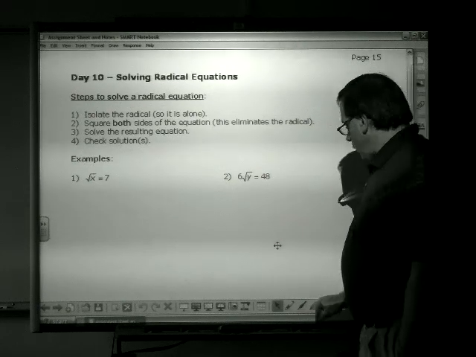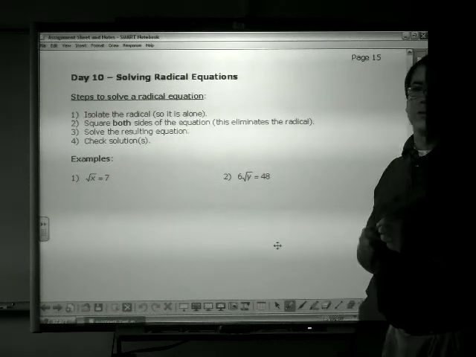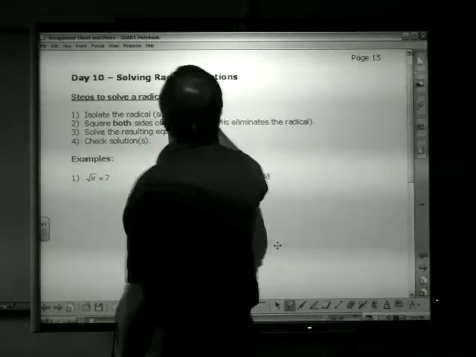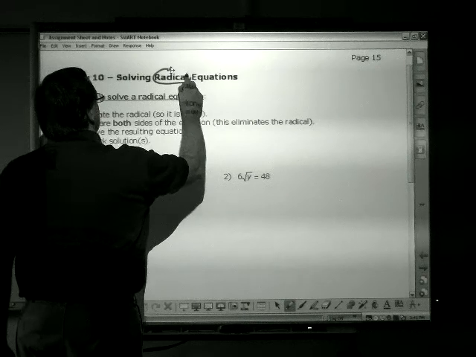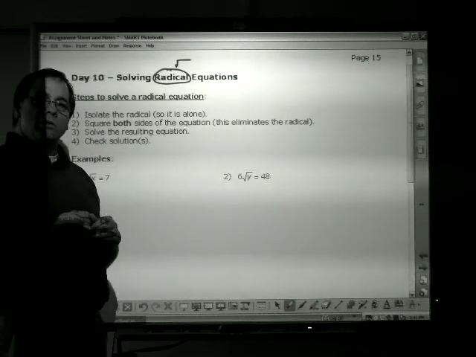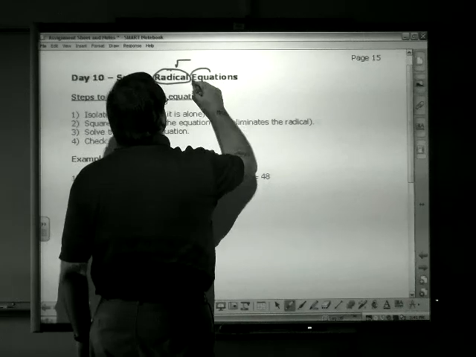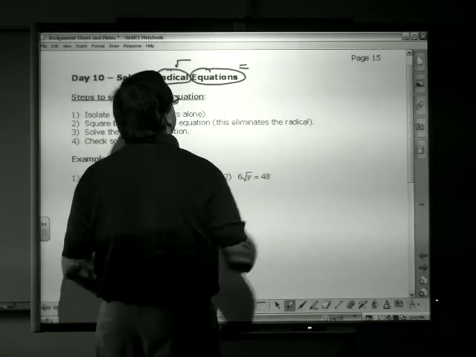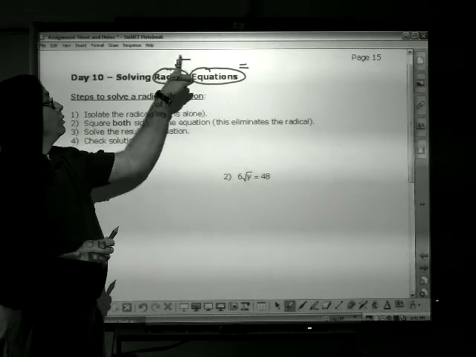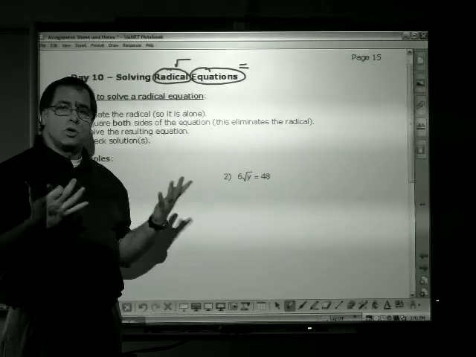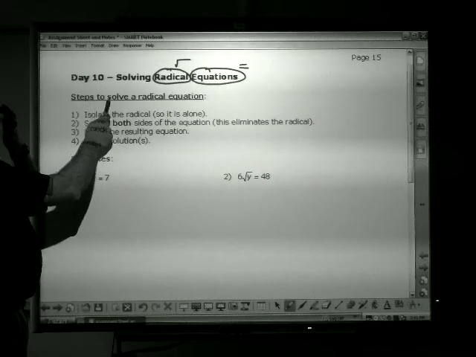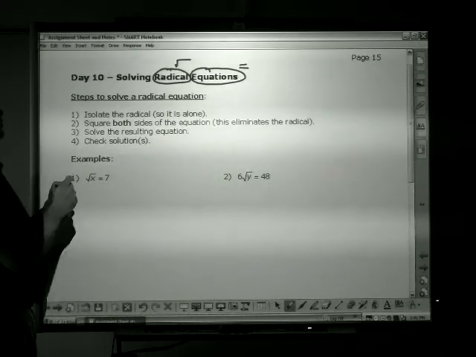Now, if we think about how we annotate, which we talked about the class before last, we think about radical, what did we write down? We said that means it's going to have a square root. An equation has an equal sign. All right? So these are equations with square roots in them. They're called radical equations. All right? So, steps to solve a radical equation.